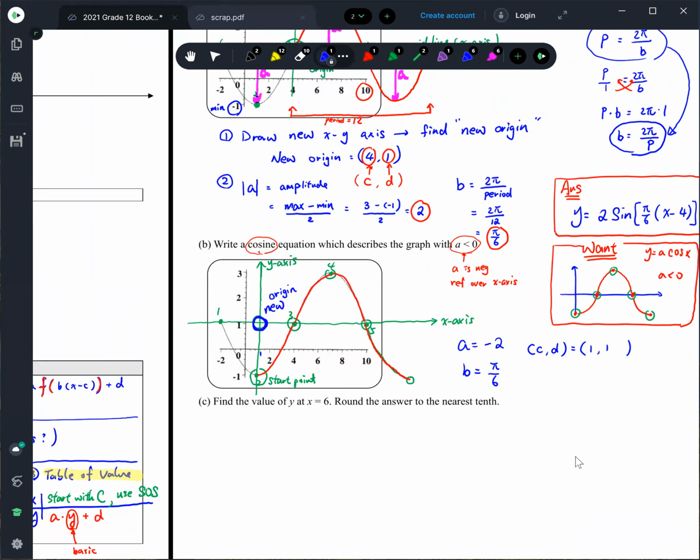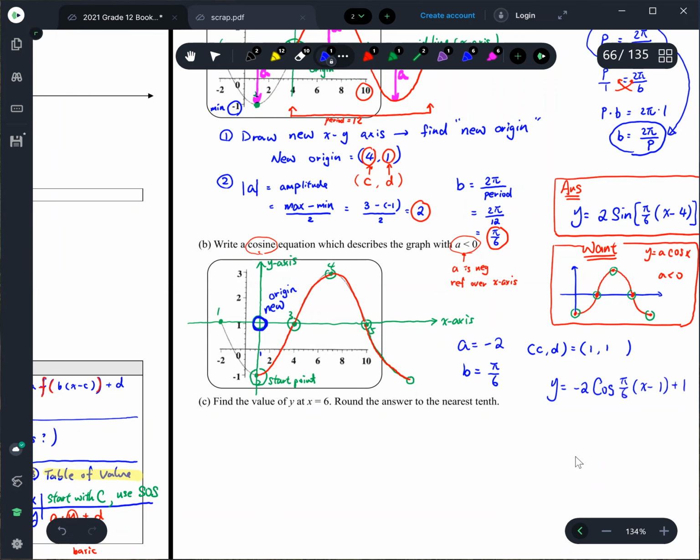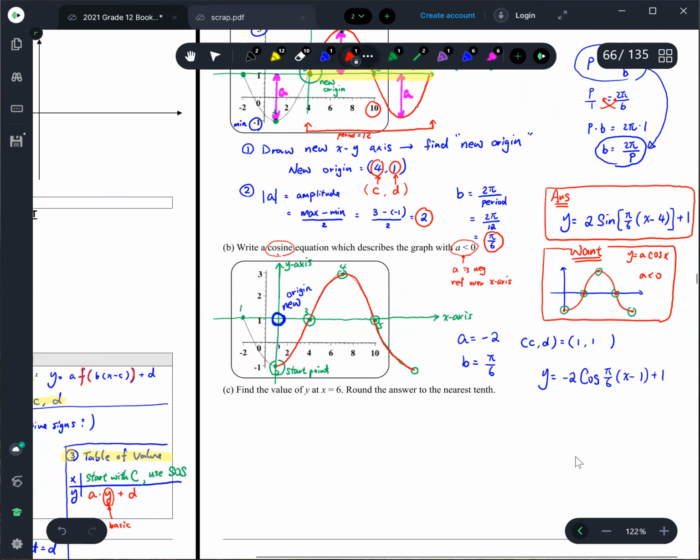And you're done, right? So if it's the same graph, you can get different equations. Once you do the hard work for the first one, the other one you just change a little bit, then you can get the other equation. Okay, so we have y equals a. Remember this time is a cosine, so make sure you write cosine over 6 x minus c plus d. Okay, so that's the answer for question B.